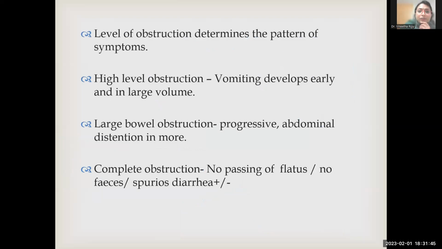So the level of the obstruction determines the pattern of symptoms. If the patient has a high level obstruction in the small intestine, for example, the vomiting develops early and it is a large volume vomitus. The patient or the family typically tells you that I barely retain what I have drunk or eaten, but the amount I'm vomiting is so much.